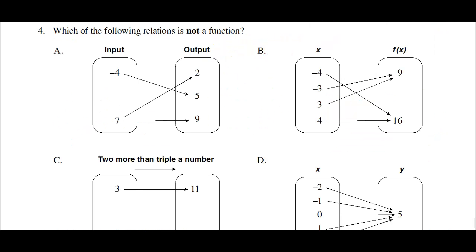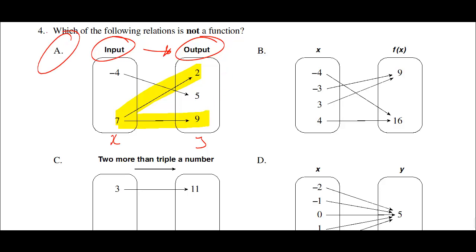Number 4, which of the following relations is not a function? Remember, the definition of a function that we often use is that every input must have exactly one output. So if we have an x value mapping onto more than one y value, then we have a problem. And lo and behold, we see that problem on letter A here. This one would not be a function because this 7 is mapping onto the 2 and 9. So that was a nice quick one. Solution is A.